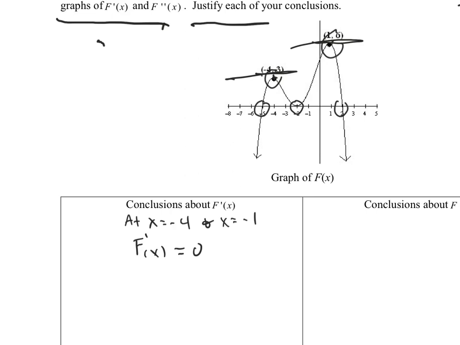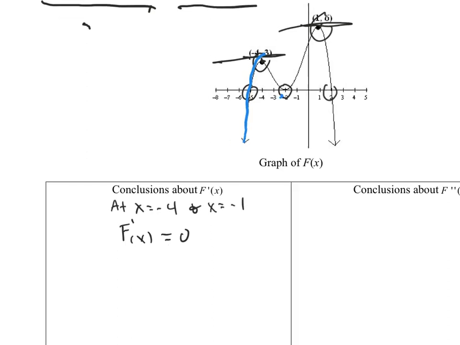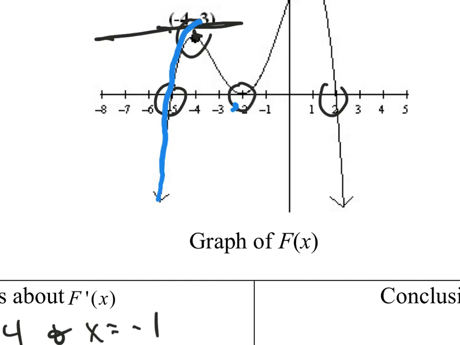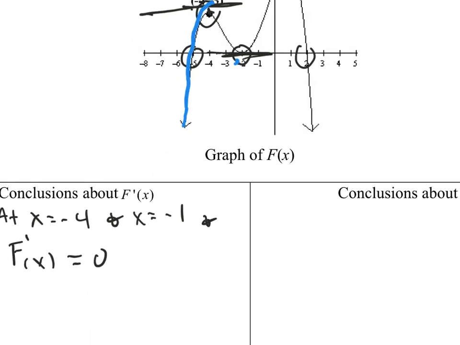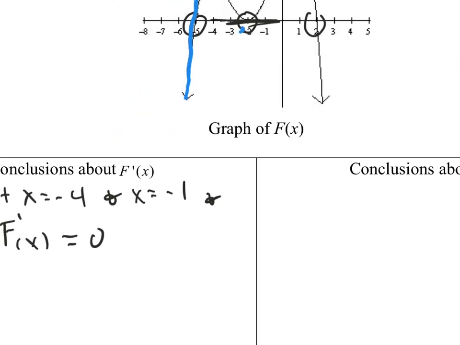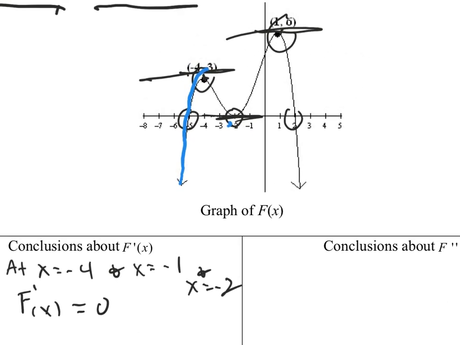What else can I say about the first derivative? Notice what's happening from here to here till I get to that first extrema. And you know, I also lied. There's another extrema I should pay attention to. There's a third. Let me write that out. And x equals -2, that derivative was 0. That's all I know about the derivative.